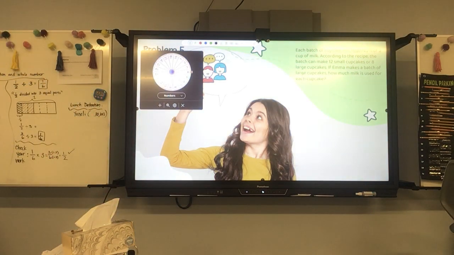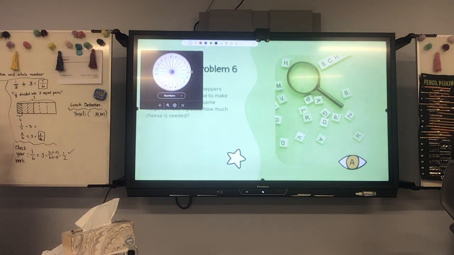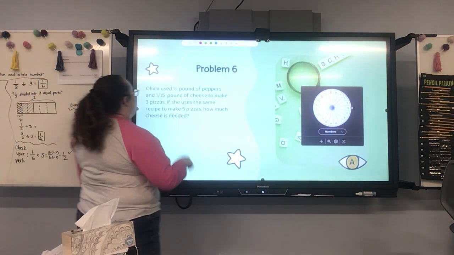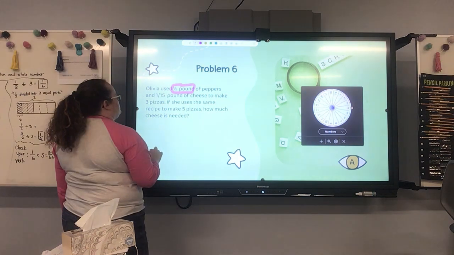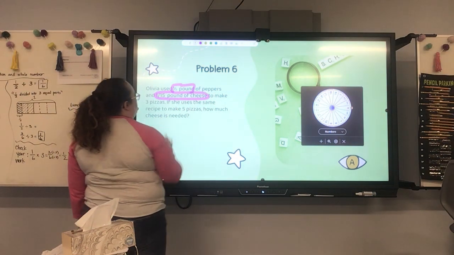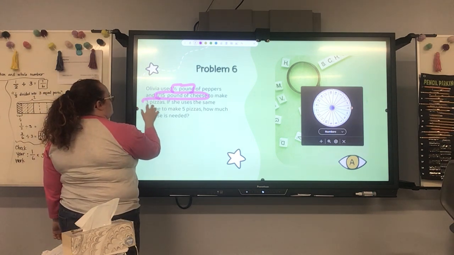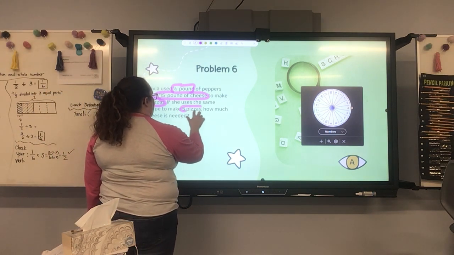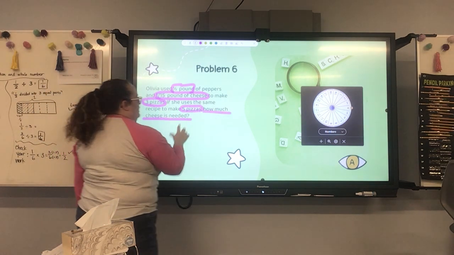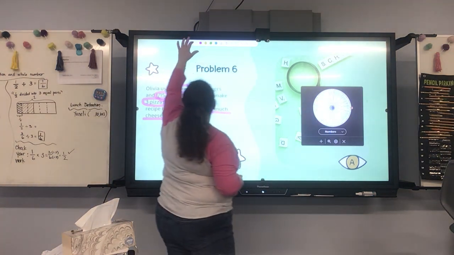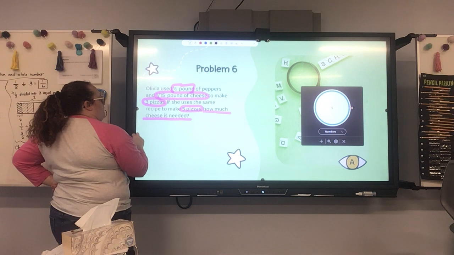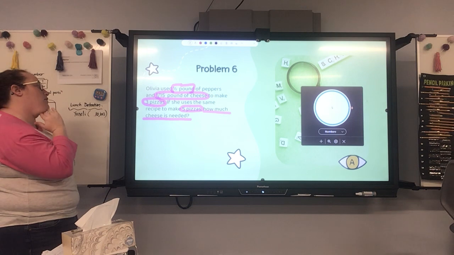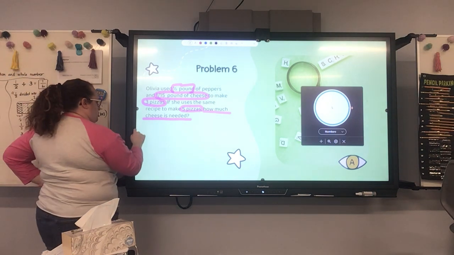Okay. Last problem. Whew. Last problem. It says Olivia used half of a pound of peppers and 1/15 pound of cheese to make 3 pizzas. If she used the same recipe to make 5 pizzas, how much cheese is needed? Let's read that problem again. Olivia used half a pound of peppers and 1/15 pound of cheese to make 3 pizzas. If she used the same recipe to make 5 pizzas, how much cheese is needed?